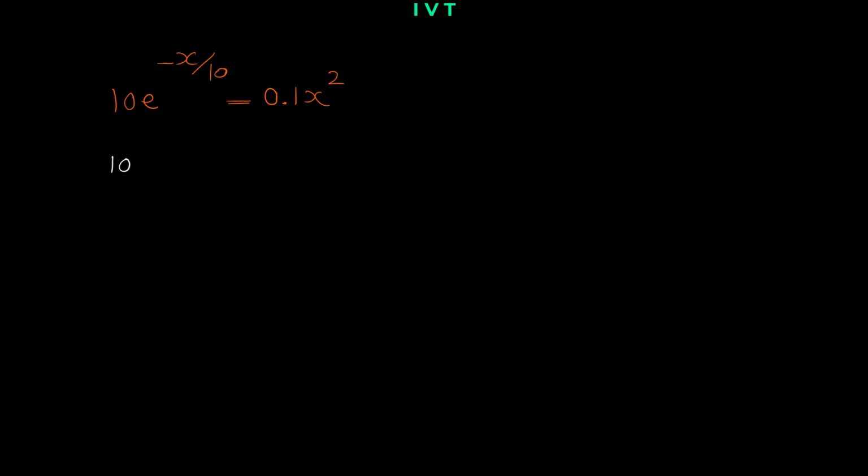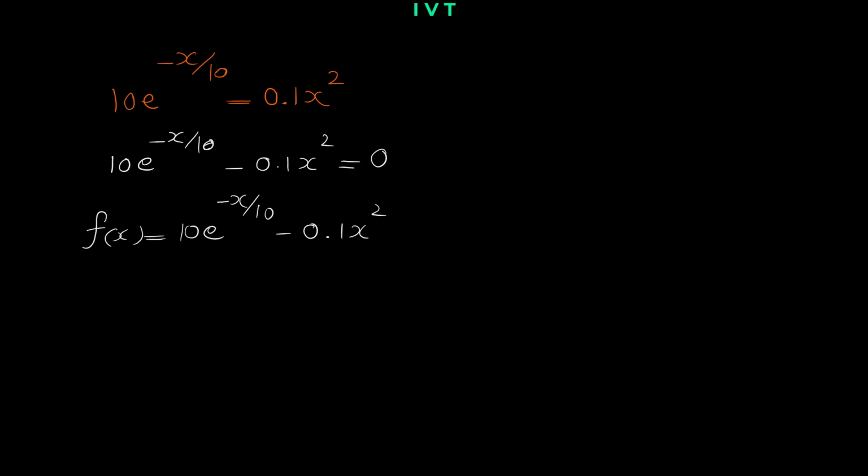So the first thing that we have to do is to rewrite the equation in this format: minus 0.1 x to the 2 equal to 0. Then we define f of x like this: 10e to the negative x over 10 minus 0.1 x2. Again, you have to know that this function is continuous, and so we can use IVT for that.